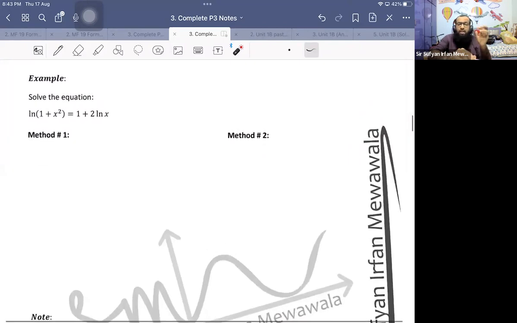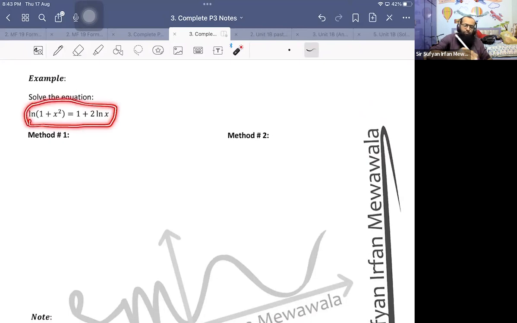In a logarithmic equation, we can recall that there are 3 laws of logarithm. Now, how to apply this? Now I have 2 methods to deal with this type of equation. Let's look at method number 1 first. We can see ln of 1 plus x square. We can see ln x, 2 ln x, 1 plus 2 ln x. What we can do is, the first thing is, we can use power law on 2 ln x and we can make it ln x square. And then we can also do one thing. We can shift ln x square to left hand side.